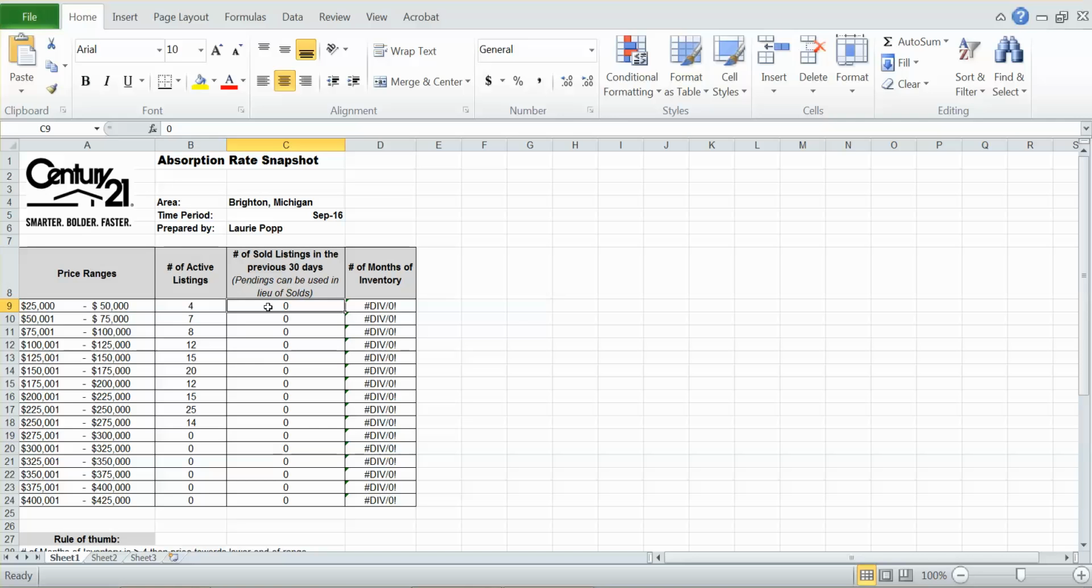Next on the MLS, you go back, you use that same geographic area that you identified, and you're going to use the same price ranges, but now we want to see how many listings sold just within the past 30 days.